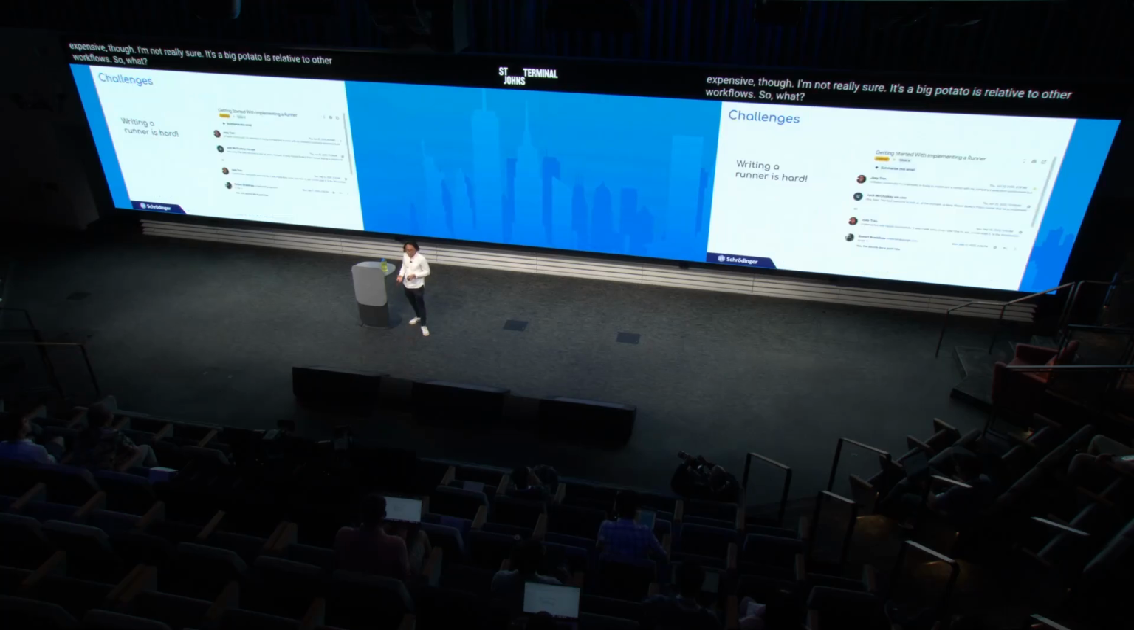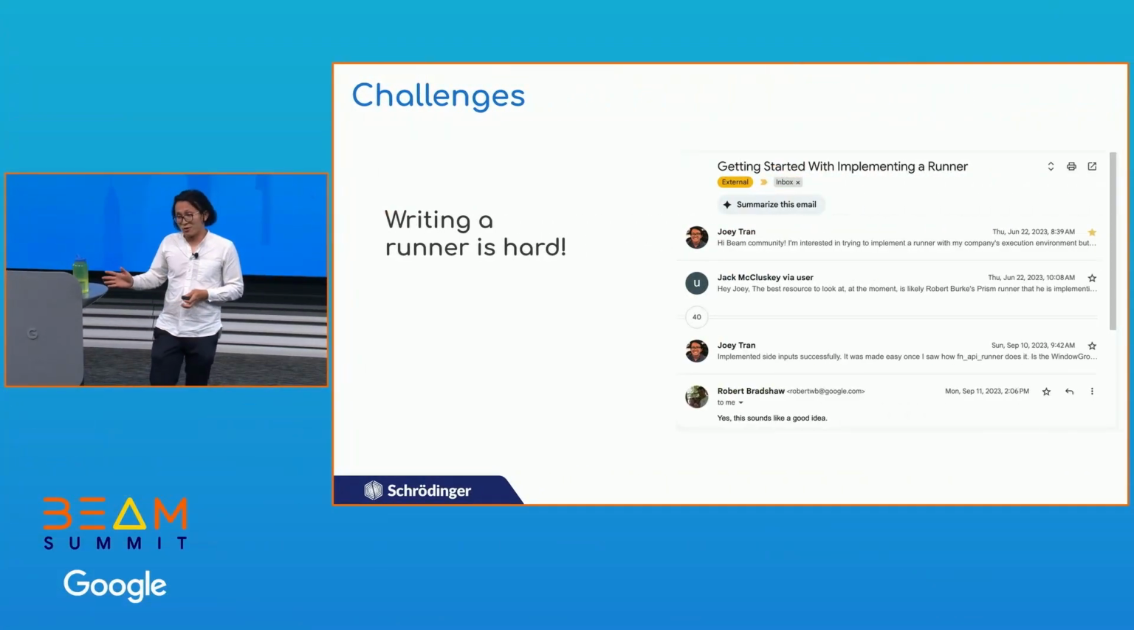So what were the challenges that we had? Writing a runner is pretty hard. The Beam model is rich. It was a pretty daunting task to get started. I actually thought about writing a Beam runner like 6 years ago, but I went into it alone, and I didn't really think to actually email anybody, and it was a little bit overwhelming, so then I just dropped it.